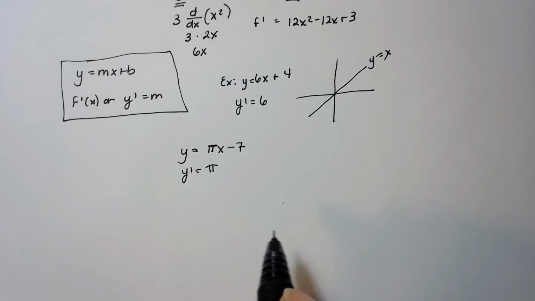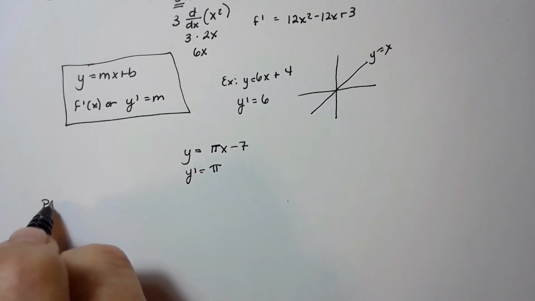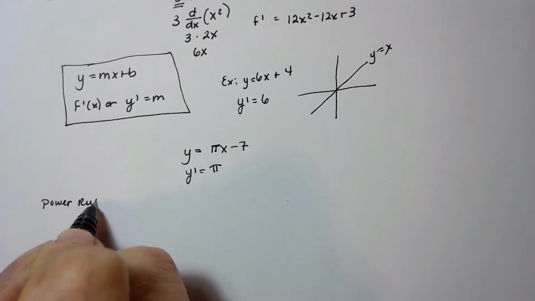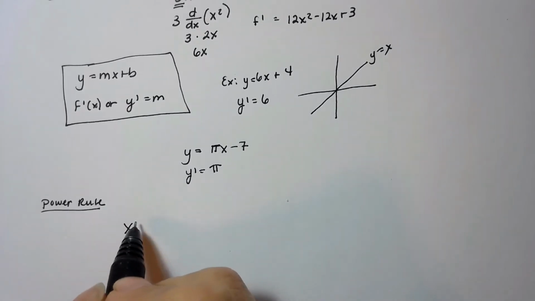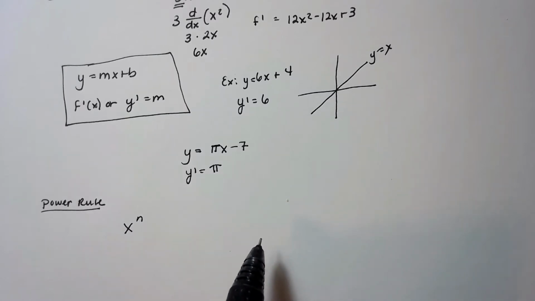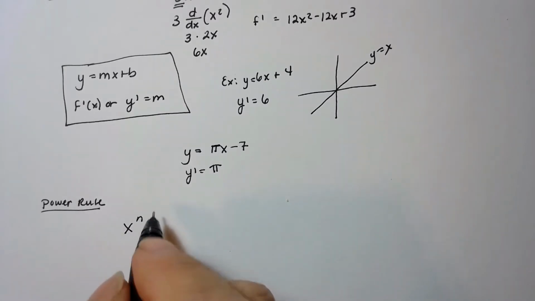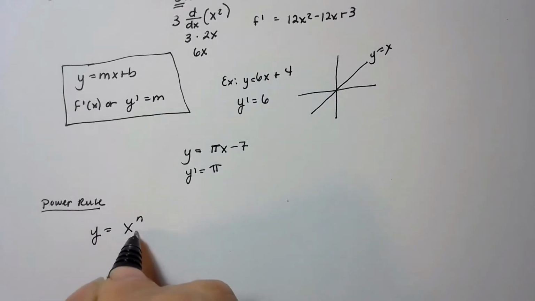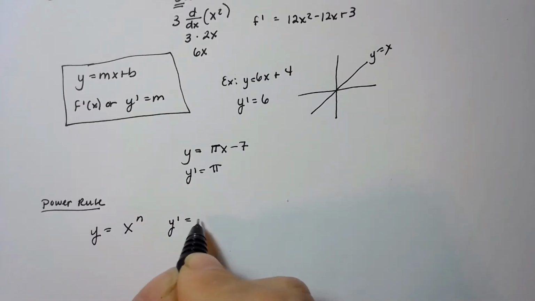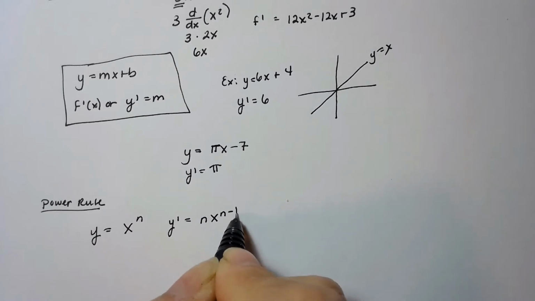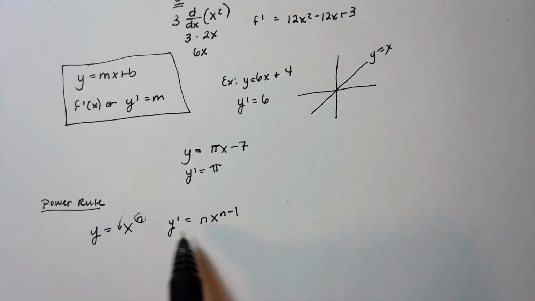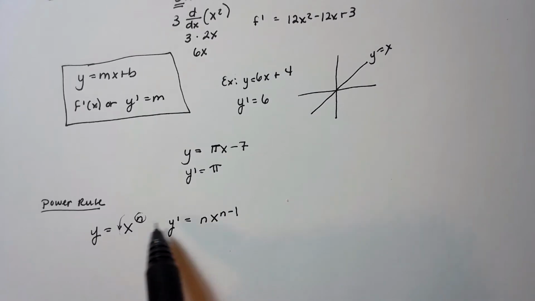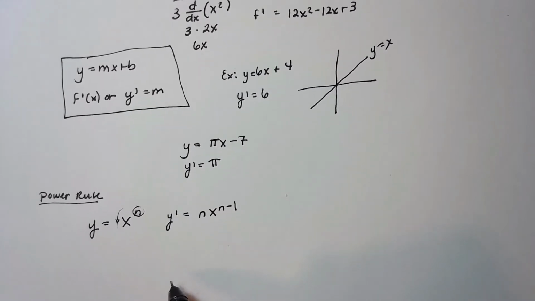Alright, then finally what we did was the power rule. The power rule says that if you have a function or a variable raised to the power of n, where n is a number, 2, 3, 4, whatever, so if this is y equals x to the n, then the derivative is equal to n times x to the n minus 1. In other words, I'm taking this exponent and multiplying it to the front. My coefficient's 1 here, so it's n times x, and then I subtract 1 from the exponent.